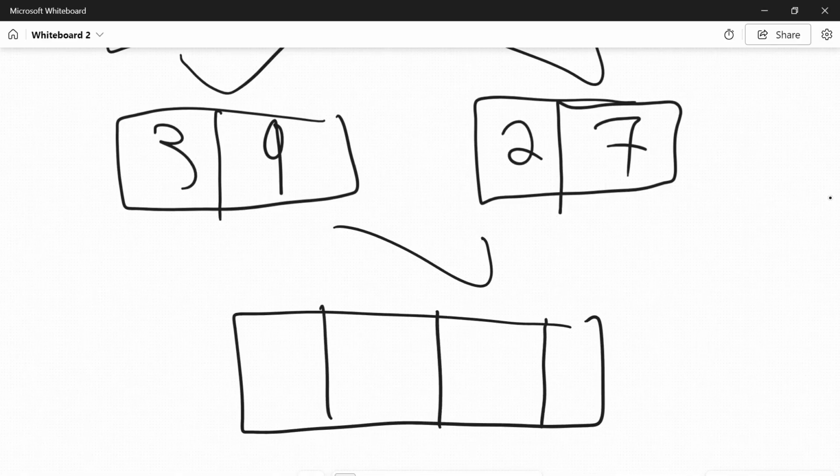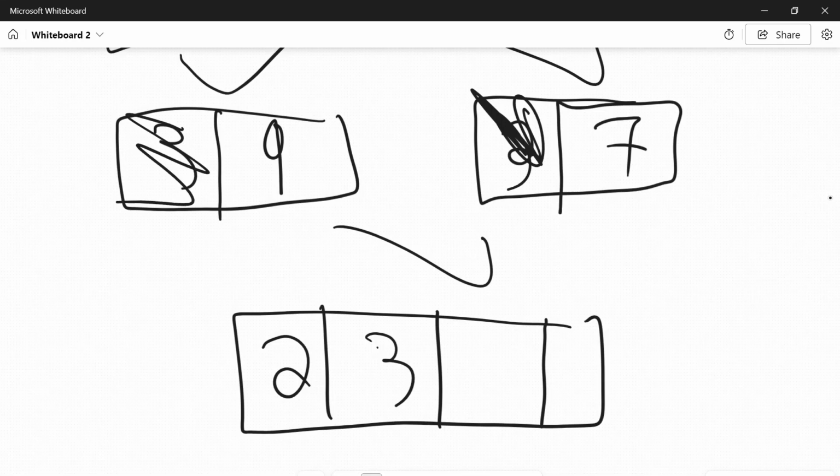So we compare the 3 and the 2 first. Well, we know 2 is smaller than 3, so 2 goes first. I'm just going to cross it out so we can visualize it being marked. Then we compare the 3 and the 7. Well, we know 3 is smaller than 7, so we can place the 3 down. Notice I didn't compare the 3 with the 2 again because we already know it's sorted.